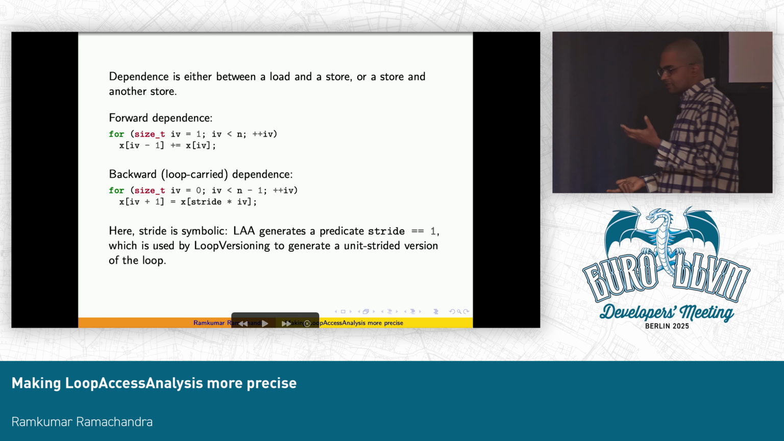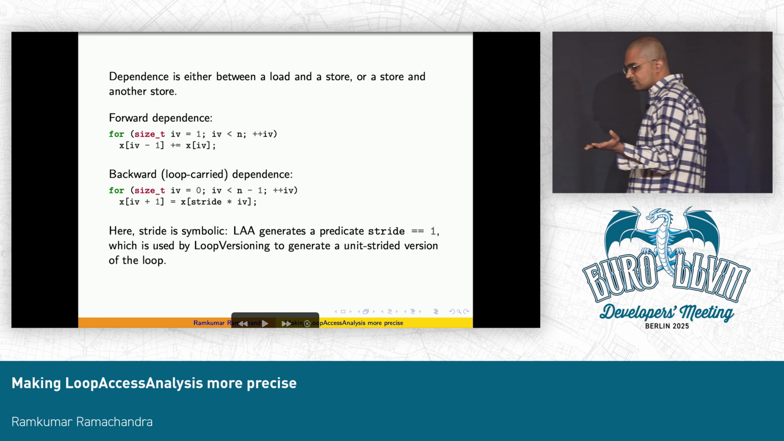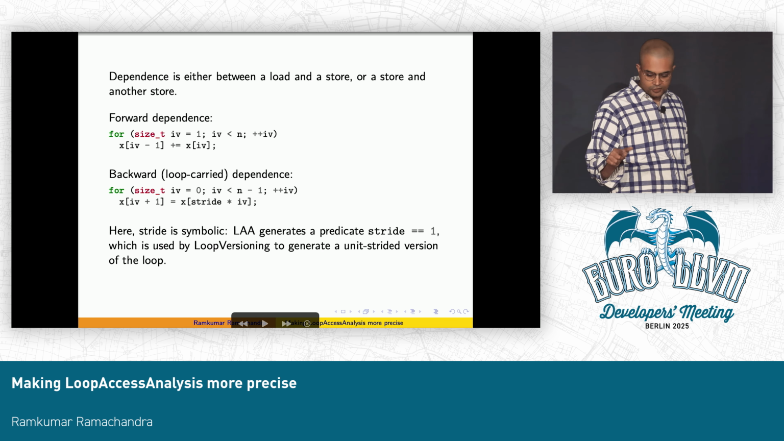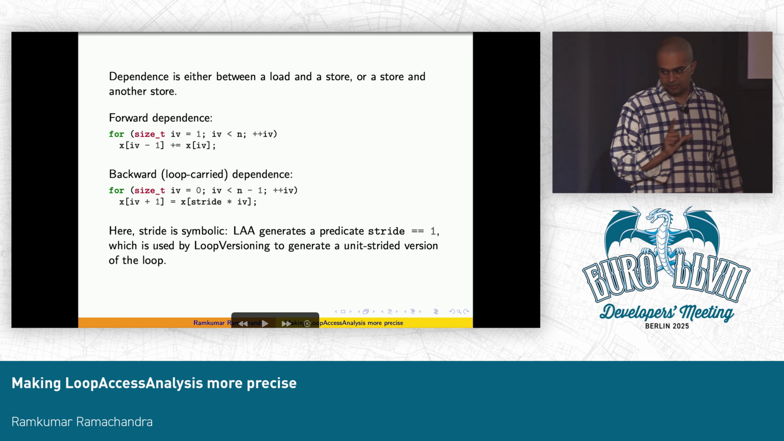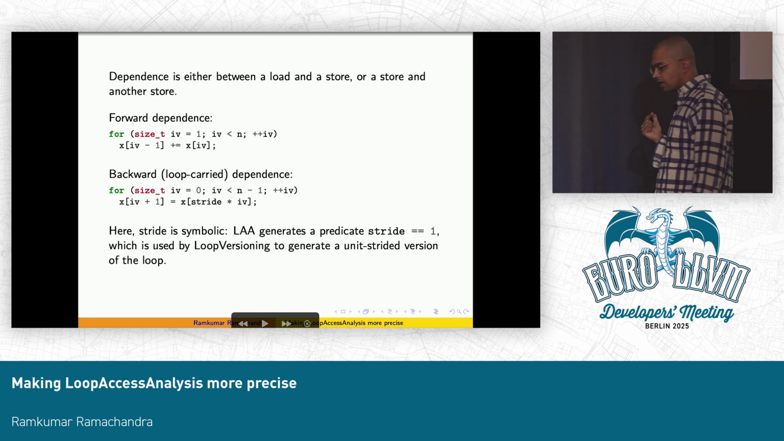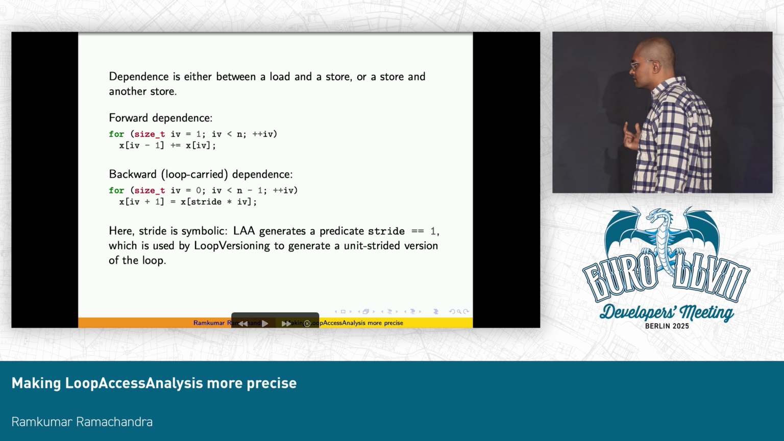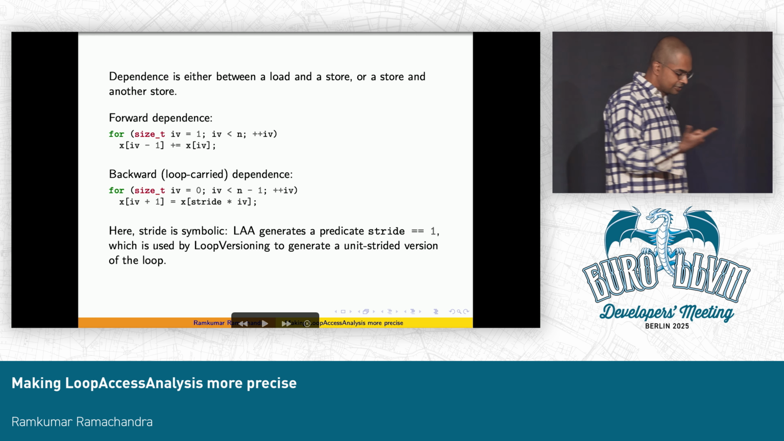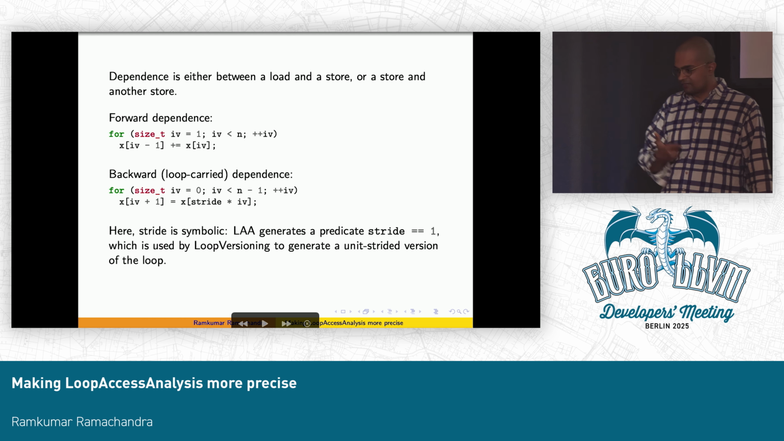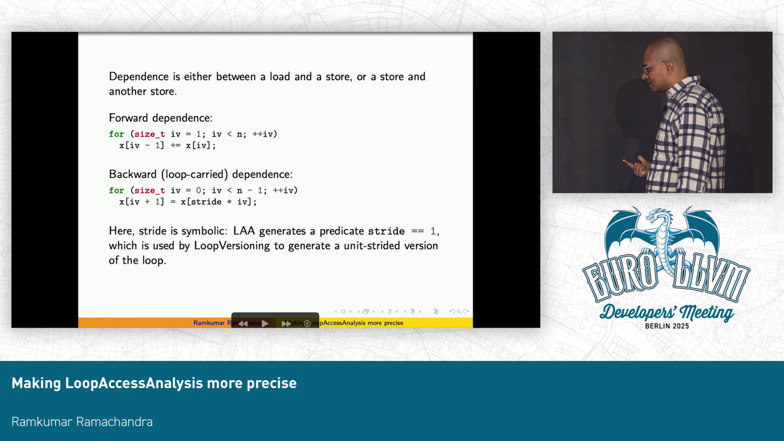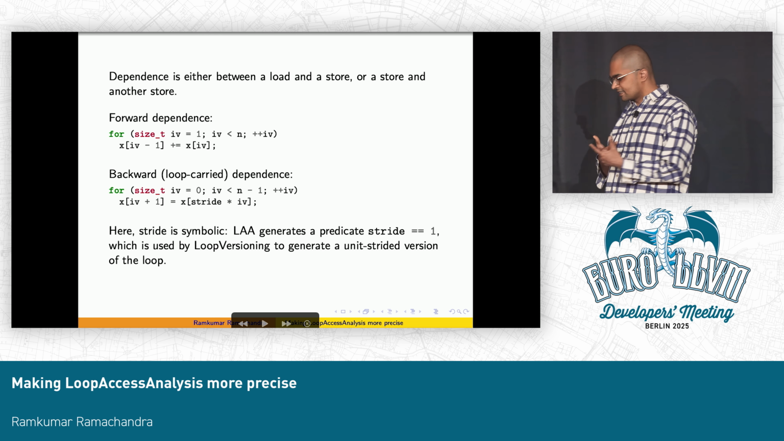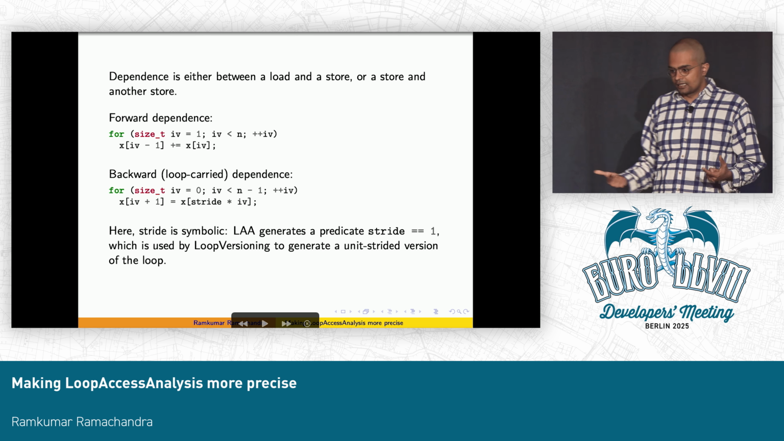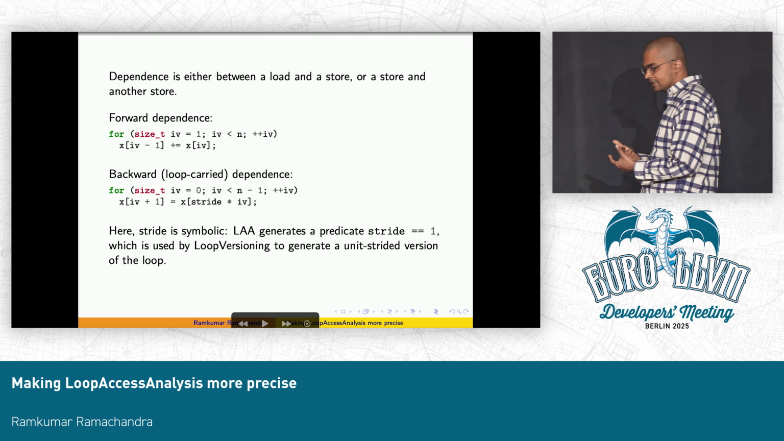So let's look at what a forward dependence is. So this is a forward dependence. I've written a plus equals over here so that it emits the forward dependence. What does it mean? It means that the previous value of this induction variable is now given to the next value, which means it should be vectorizable. This should be vectorizable. But let's look at a backward loop-carried dependency.